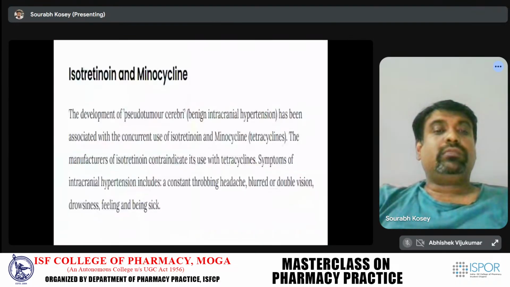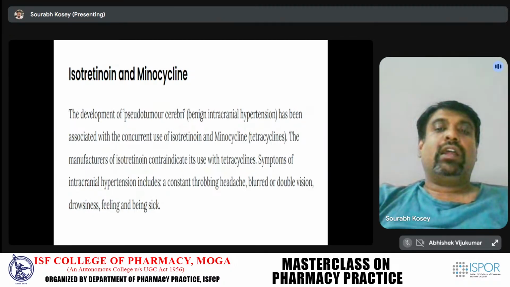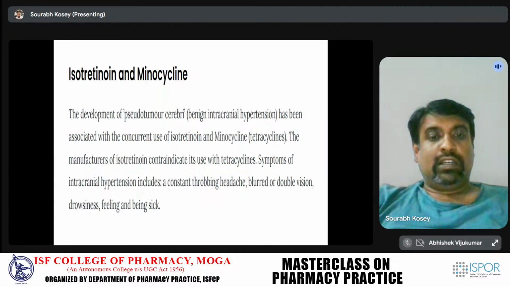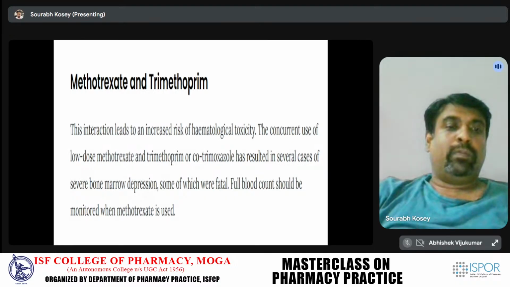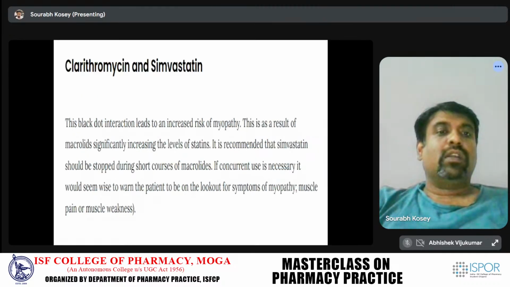So some major drug-drug interactions like the development of pseudotumor cerebri, benign intracranial hypertension associated with the concurrent use of isotretinoin and minocycline, tetracyclines. The manufacturers of isotretinoin contraindicate its use with the tetracycline because of symptoms of intracranial hypertension. Methotrexate and trimethoprim. This interaction leads to increased risk of hematological toxicity.